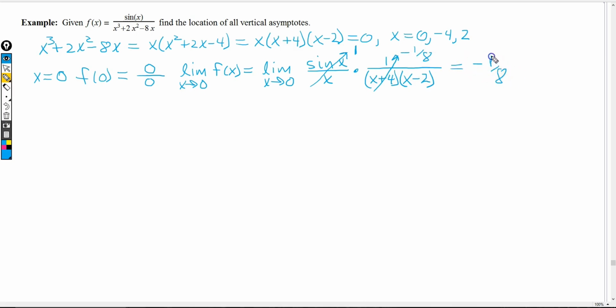So 0 is not a vertical asymptote. The limit actually exists. All right. Well, let's take a look at the other ones.